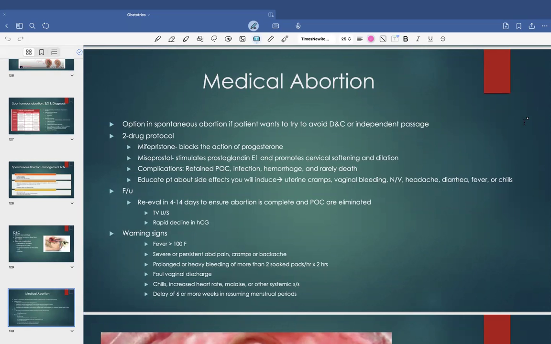The mifepristone blocks the action of progesterone, and as we recall, progesterone helps us do what to the lining? It keeps it thick, it helps maintain the pregnancy. So if we block progesterone, then we're going to thin that lining and break it down. Eventually, the embryo and the fetus are going to detach. Mifepristone also increases the sensitivity of the uterine lining to the effects of misoprostol, which stimulates prostaglandin E1. That promotes cervical softening and dilation and causes uterine contractions, which help expel those contents out of the uterus.